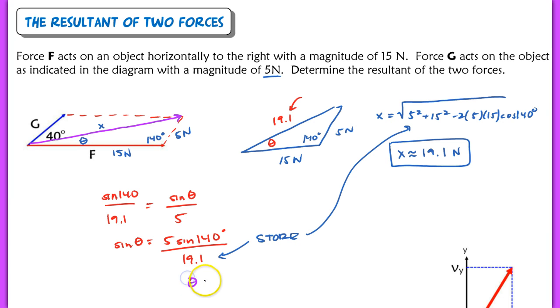So here we should end up with the inverse sine. If we take the inverse sine of both sides, we have theta as approximately 9.7 degrees. Okay. So there you have both the direction and the magnitude of your resultant.